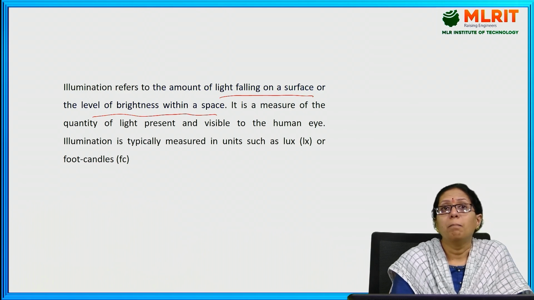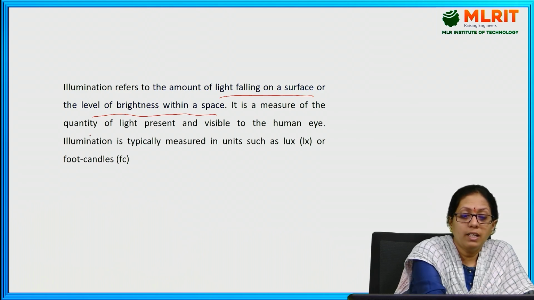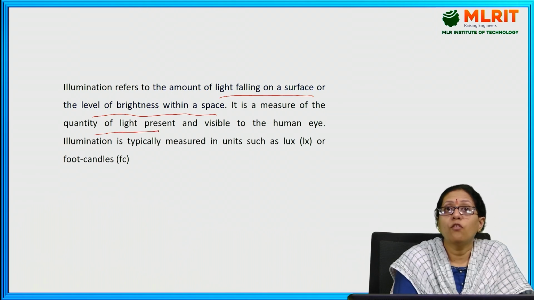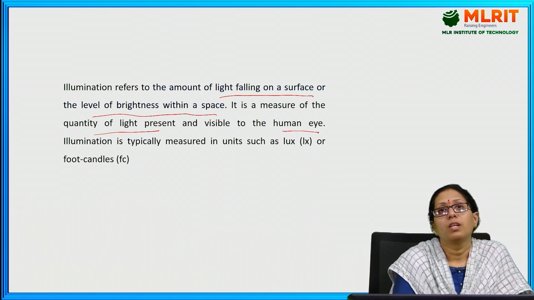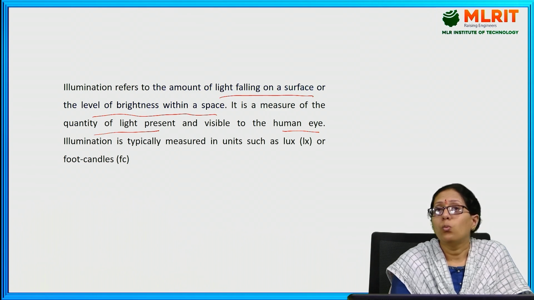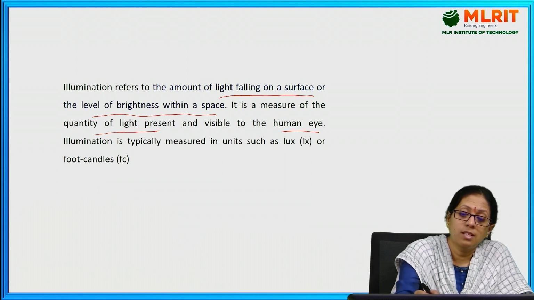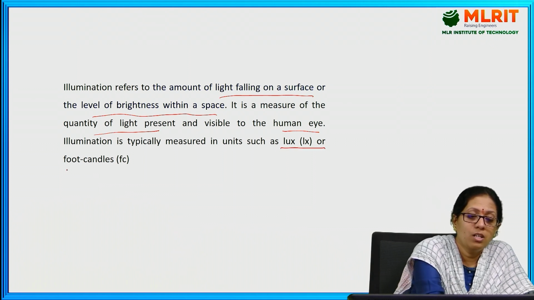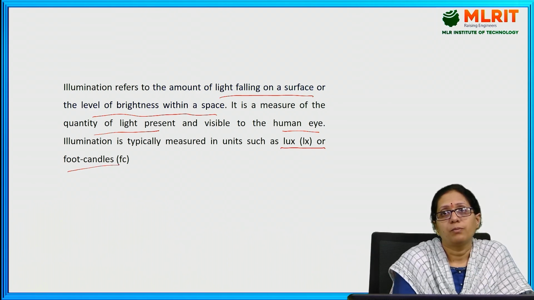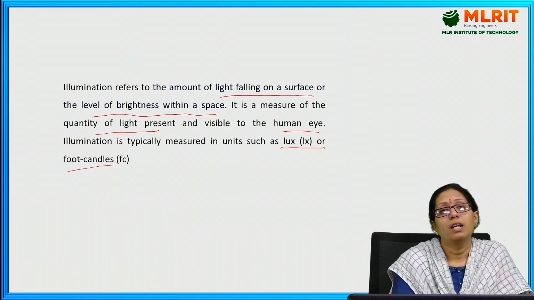It is a measure of the quantity of light present and visible to the human eye. Illumination is typically measured in units such as lux or foot candles.